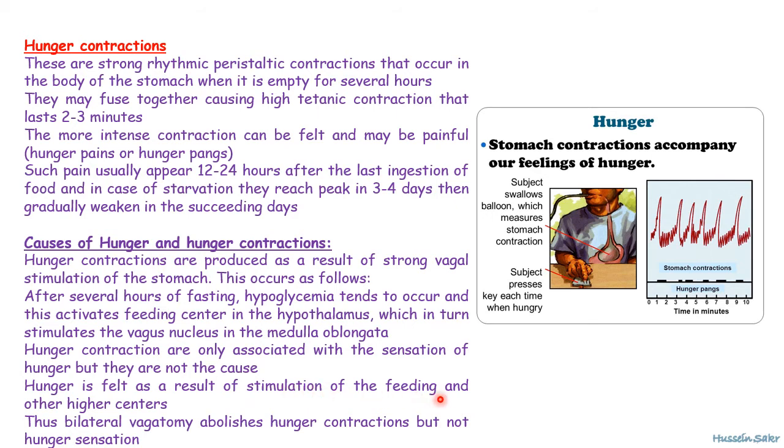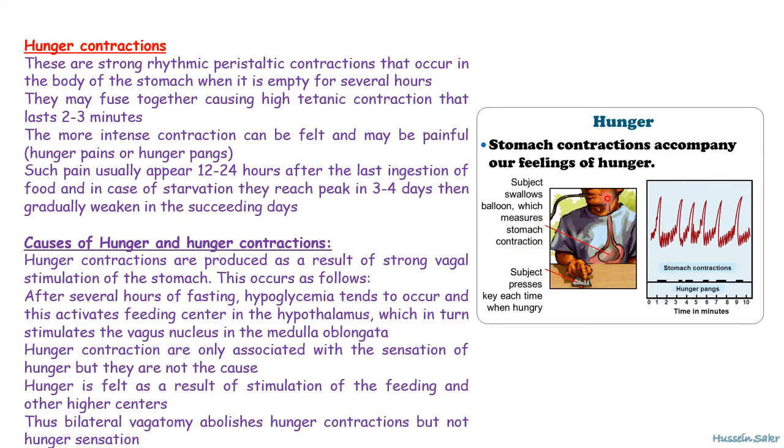Hunger is felt as a result of stimulation of the feeding center located in the lateral hypothalamic nucleus, while the hunger pangs or the hunger contraction is not related to the hunger sensation. The hunger sensation is felt at the level of the hypothalamus. The hunger pangs are due to the hypoglycemia producing stimulation of the glucoreceptors that will stimulate the vagus to produce the muscle contraction. Bilateral vagotomy abolishes hunger contraction but not the hunger sensation. If we cut the vagus nerve supplying the stomach on both sides, the hunger pangs will disappear, while the hunger sensation felt at the level of the hypothalamus will still persist.